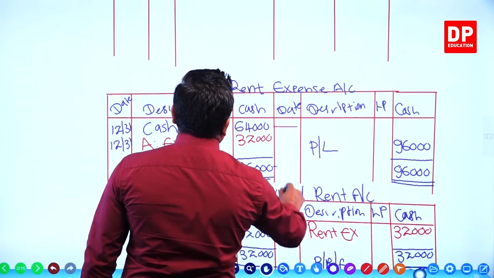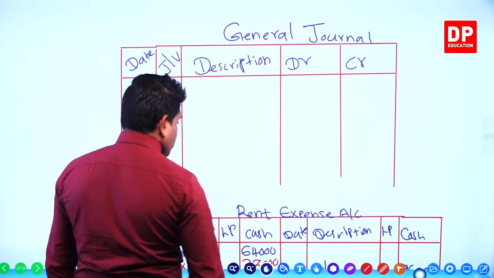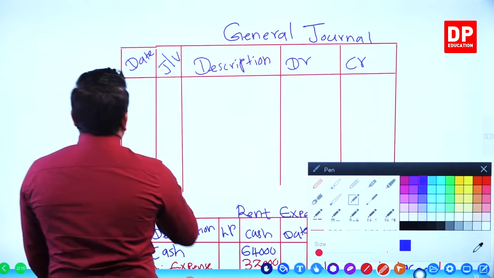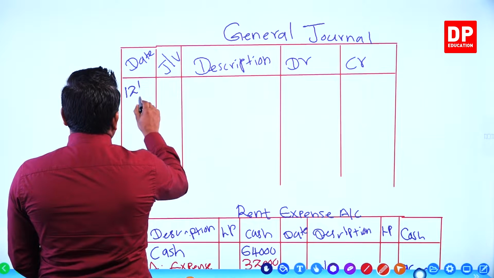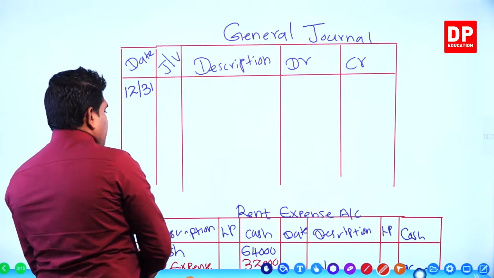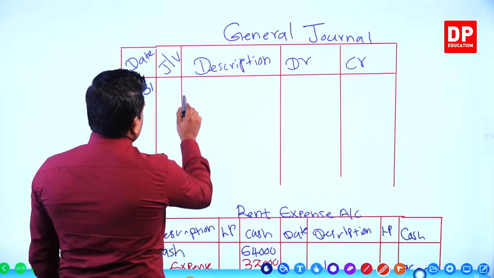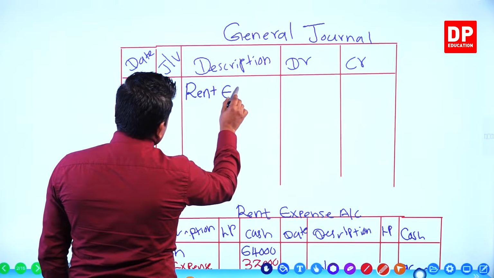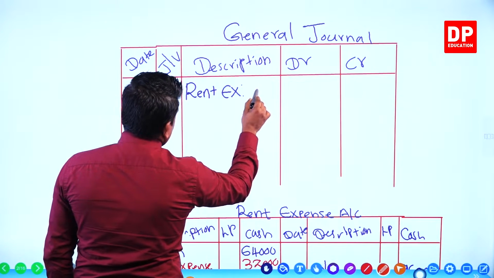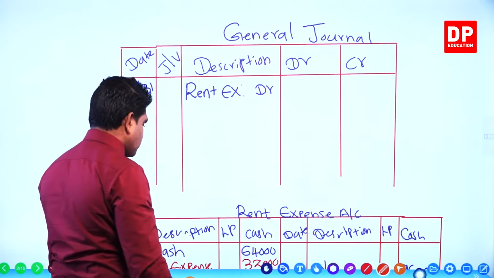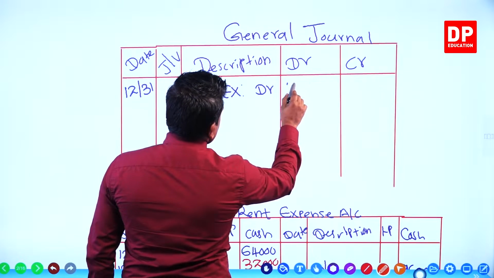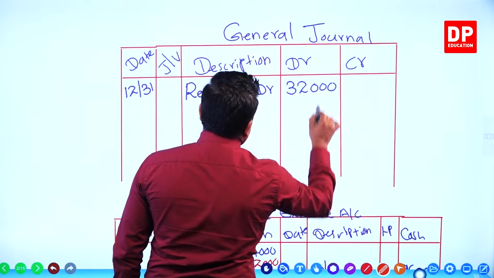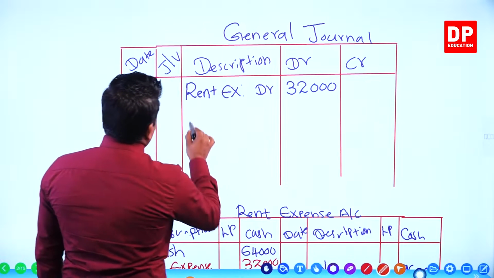Then in the general journal, how do we record? First you put the date. What's the date? End of the period, not 12/31. Okay. What is the debit account? Rent expense debit. Rent expense account debit. How much? 32,000. Rent expense account debit 32,000. Accrued rent.